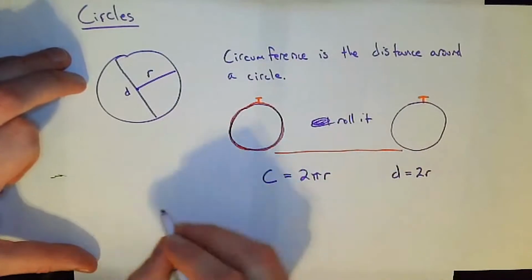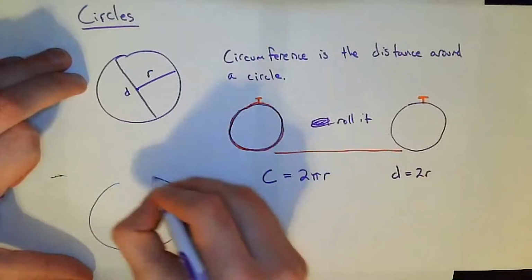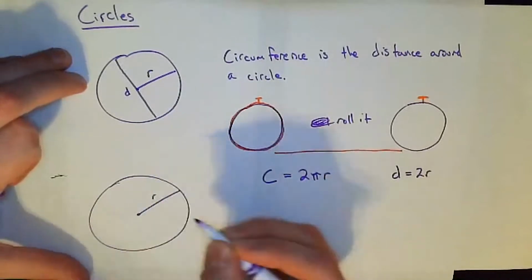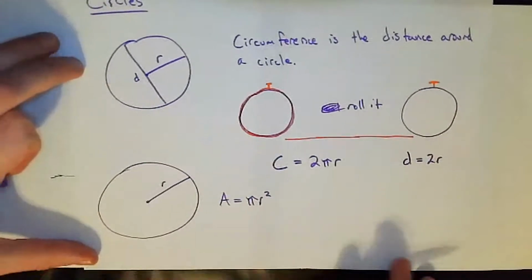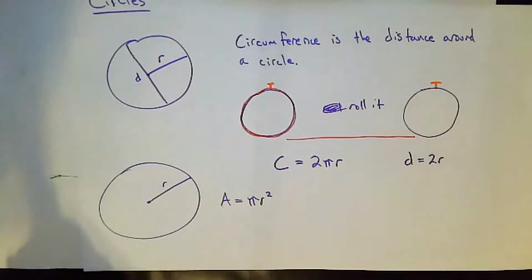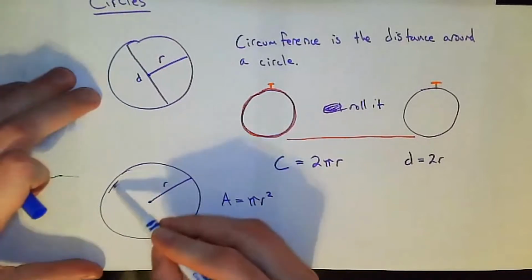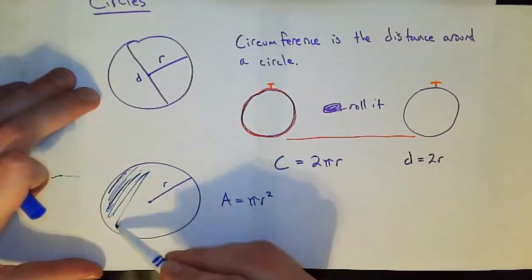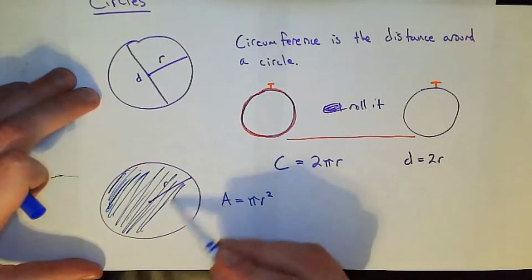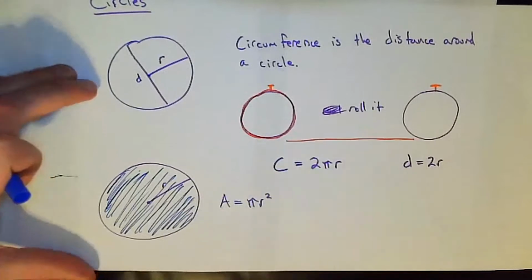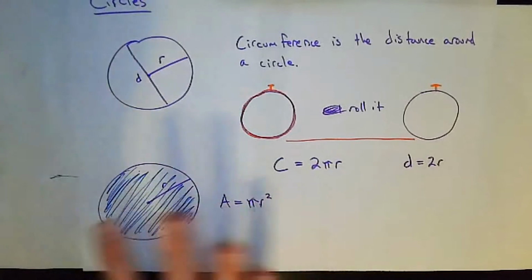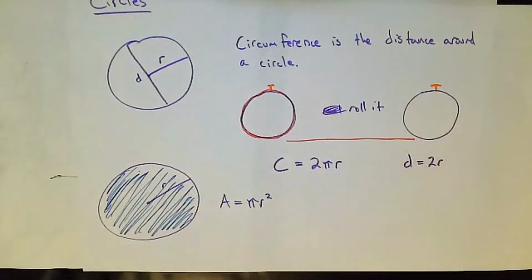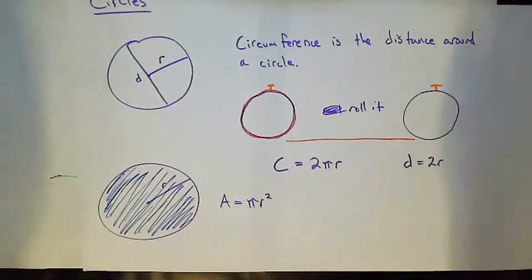The area of our circle, so if I've got a circle with radius r, the area is going to be pi r squared. What is area measuring? Remember, it's as if you were to paint it, how much paint would you need? So circumference is the distance around the outside of the circle, while area is how much space it would take to cover the circle, the number of square units needed to cover the circle.